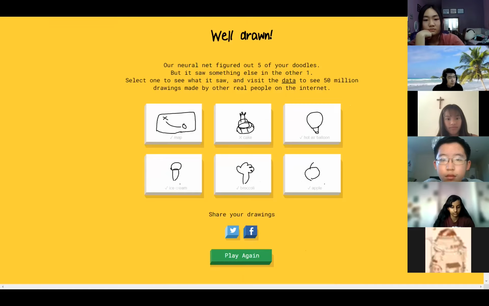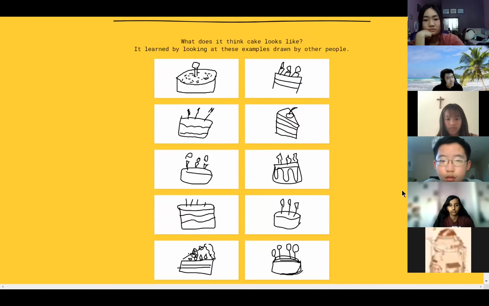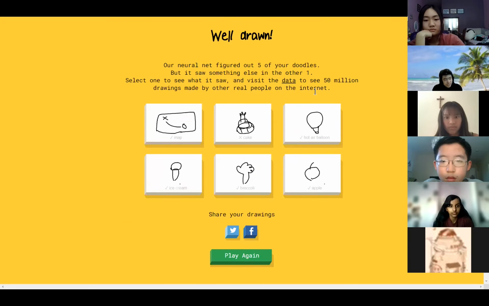And before we move on, that was a rhinoceros and a dog and a bee. Okay. Anyways, so that's that.